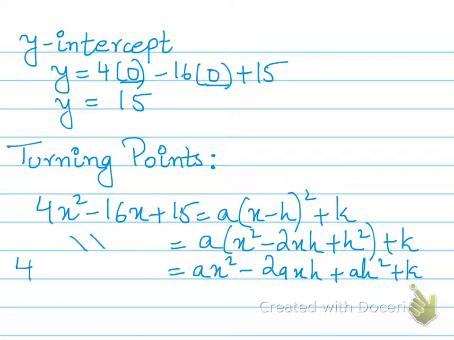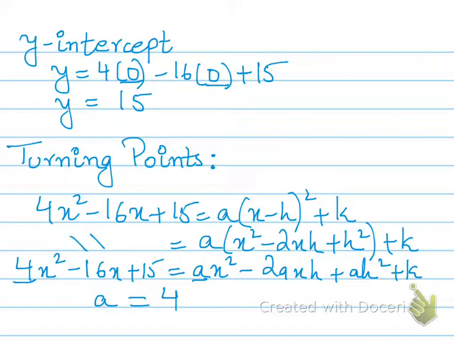Comparing it with the general equation 4x squared minus 16x plus 15, we can deduce that the value of a is equal to 4, as the coefficient of x squared on the left hand side is 4 and the coefficient of x squared on the right hand side is a.